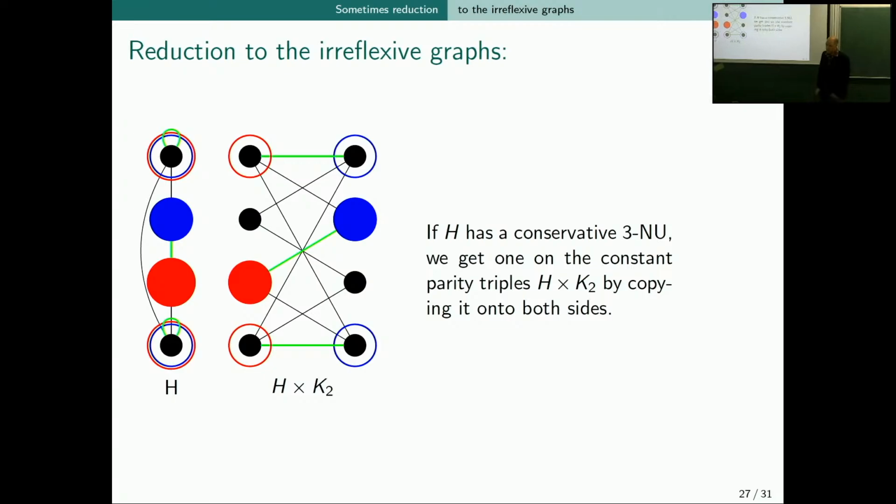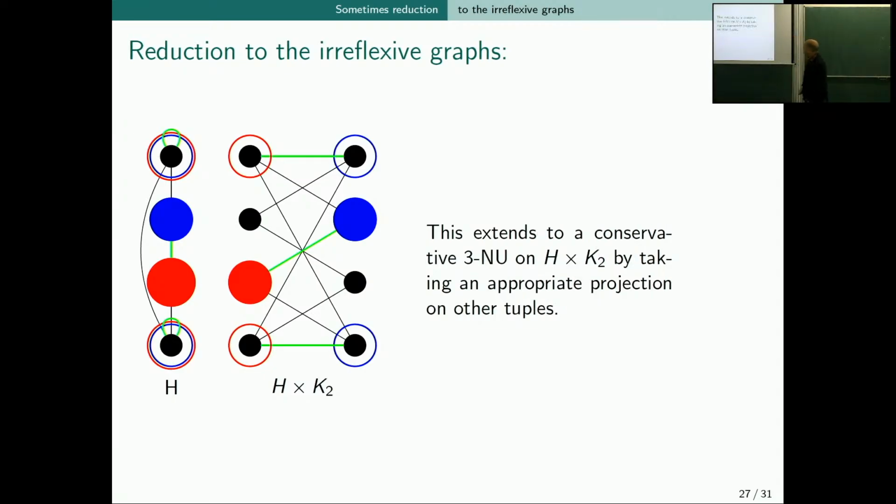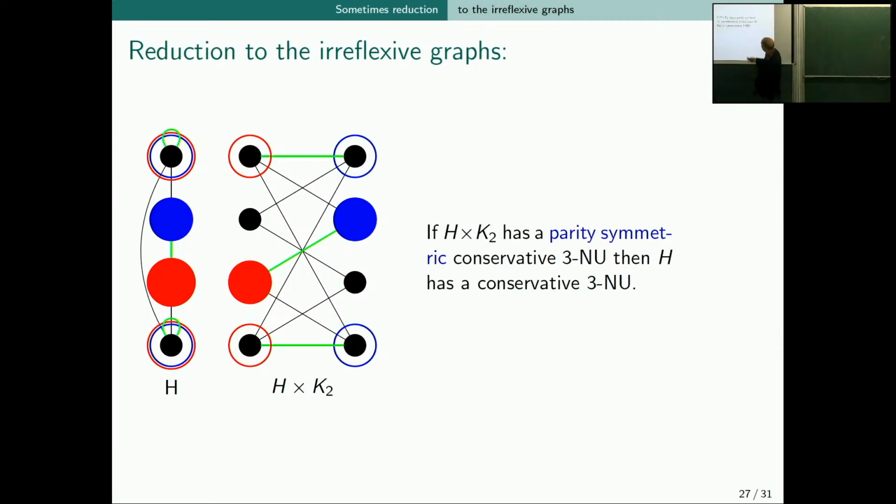But on the other triples, it's easy to define them because I just have to take a projection. So if H has a 3NU, then H times K2 has a 3NU, and it has, well, a parity-symmetric 3NU.